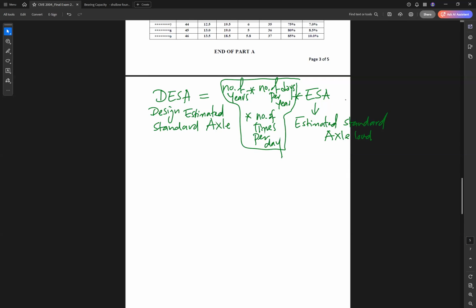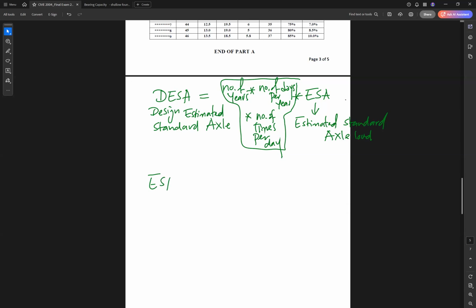So ESA is calculated only for one time of running. Then you multiply by the number of runs per day. So this will be for 1 day. Multiply by number of days, so this will be for 1 year. Multiply by number of years. So this will be for the whole operational time of the truck, or the mine.